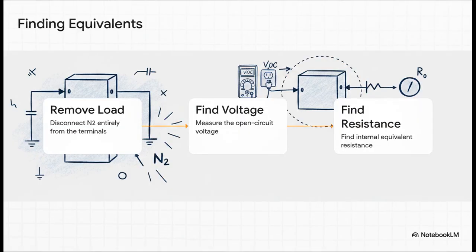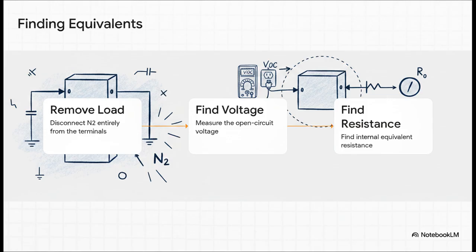So let's move to how we actually do this and see how it builds our understanding without relying on any punishing math. Finding this equivalent circuit is actually a surprisingly low-stress three-step process. Step 1, you just remove the load. You disconnect N2 entirely. Just pull it away and look at the open terminals. Step 2, you find the open circuit voltage at those empty terminals. Imagine you're just hooking up a voltmeter straight to the wall outlet. That gives us our open circuit voltage, or VOC. And step 3, you find the internal equivalent resistance looking back into that outlet, which gives us our R0.